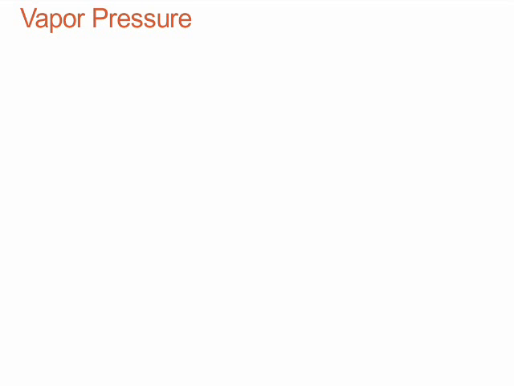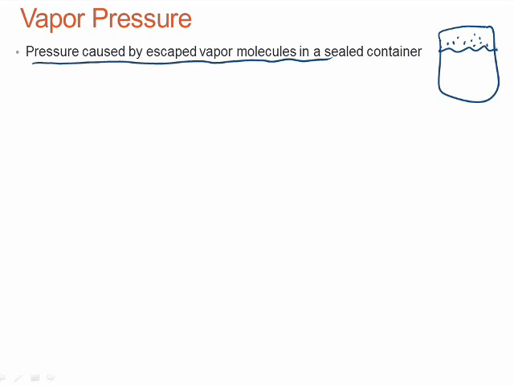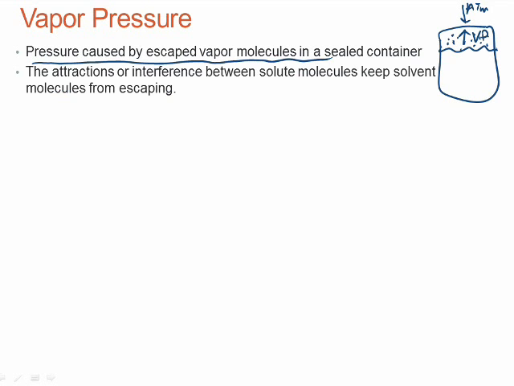And remember, the vapor pressure is what dictates the boiling point. A short review: the vapor pressure is the pressure caused by escaped vapor molecules in a sealed container. So remember, we have all that vapor from the escaped molecules that will create a vapor pressure. And when that vapor pressure equals atmospheric pressure, we have boiling. So this is the vapor pressure created by all those evaporated molecules.